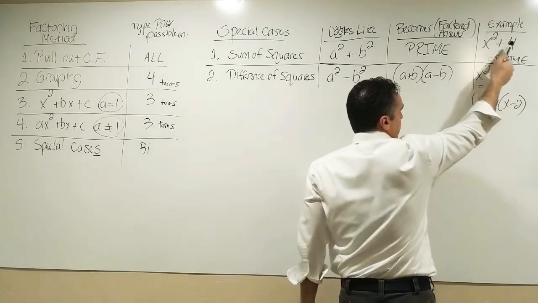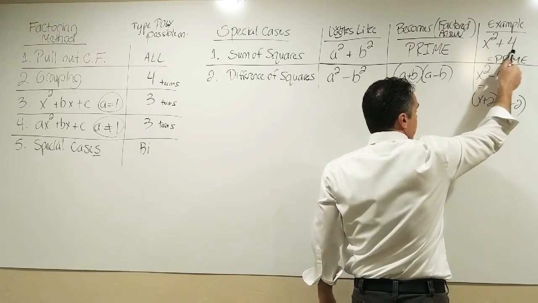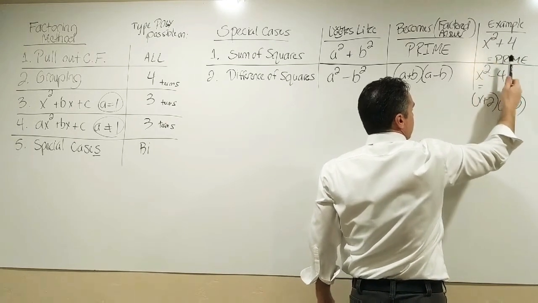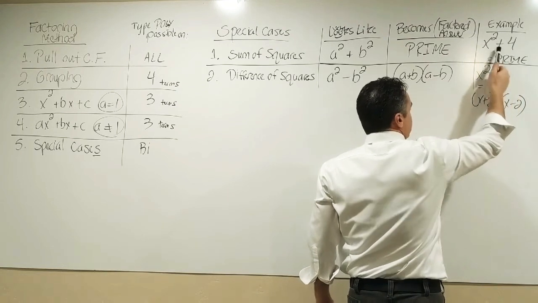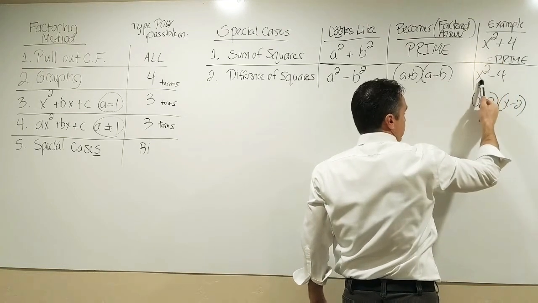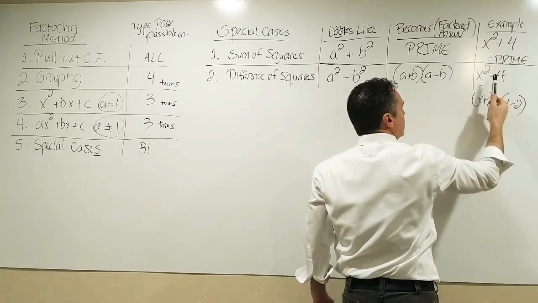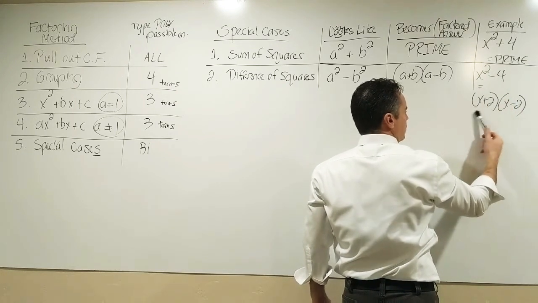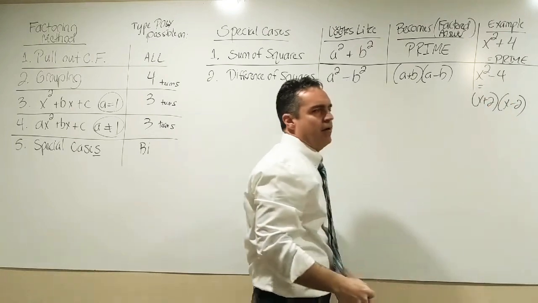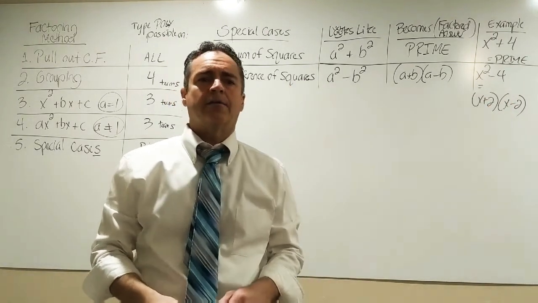An example here: x squared plus 4. 4 is a perfect square. x squared is a perfect square. But the answer is prime because they're being added. Here we have x squared, that's a perfect square. 4 is a perfect square, but they're being subtracted, and so the answer is x plus 2 and x minus 2. We'll talk about how to arrive at that answer. That's what we're going to learn how to do today.